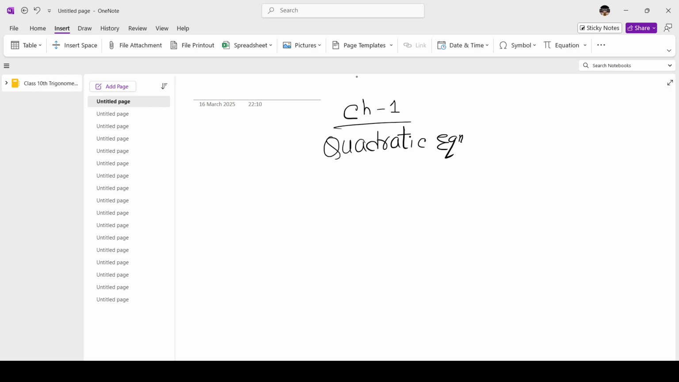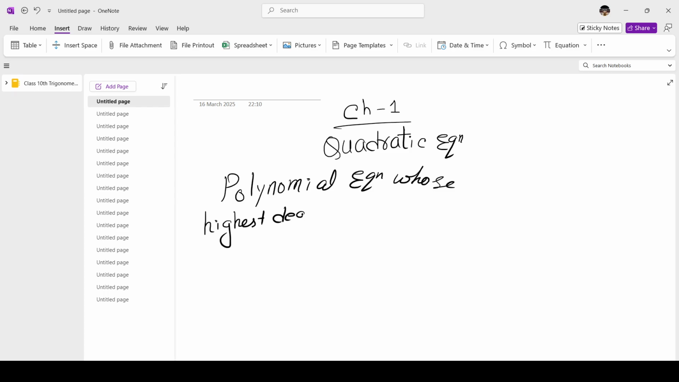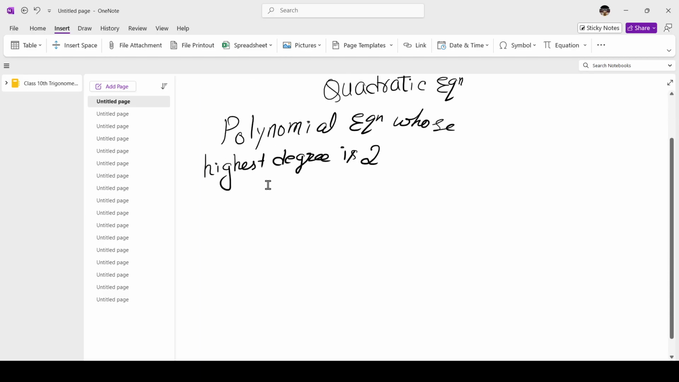Okay, so quadratic equation is a polynomial equation whose highest degree is 2. Okay, so what does this mean? That the polynomial equation whose highest degree is 2.